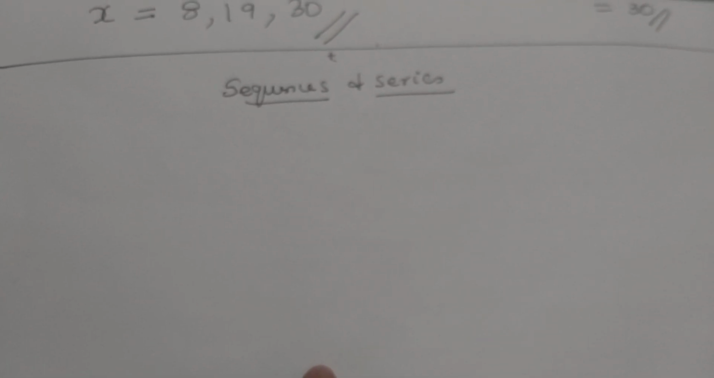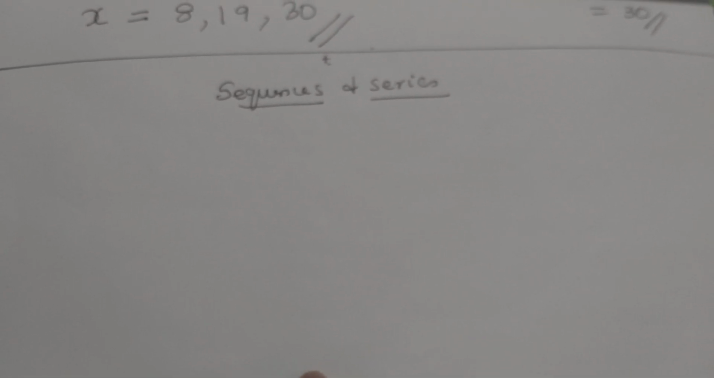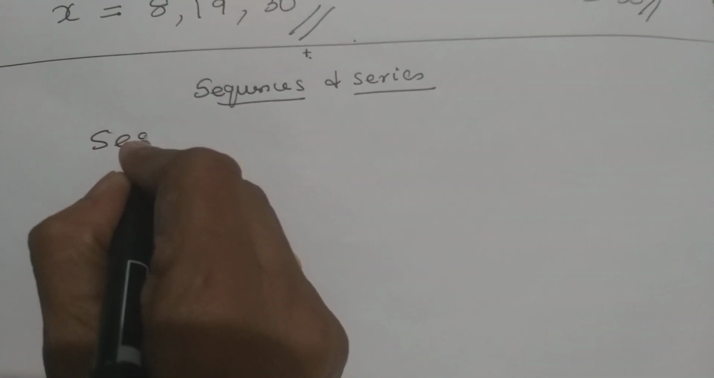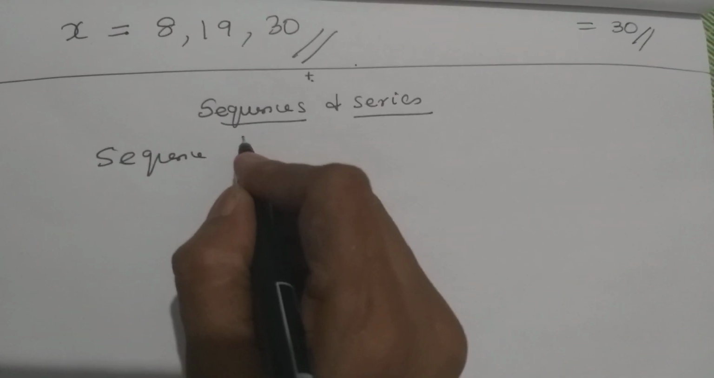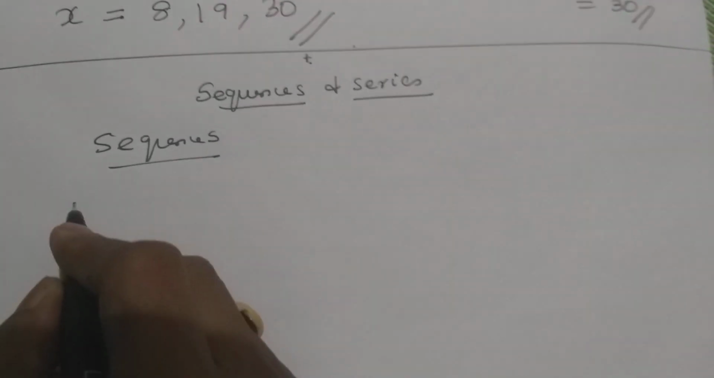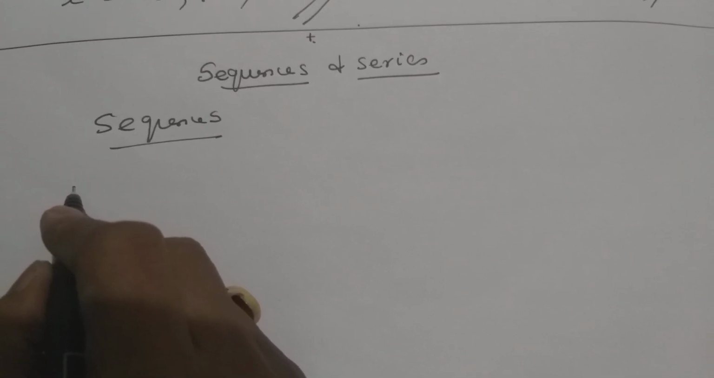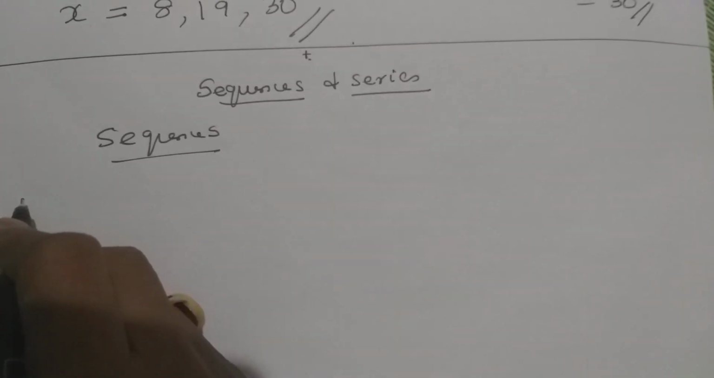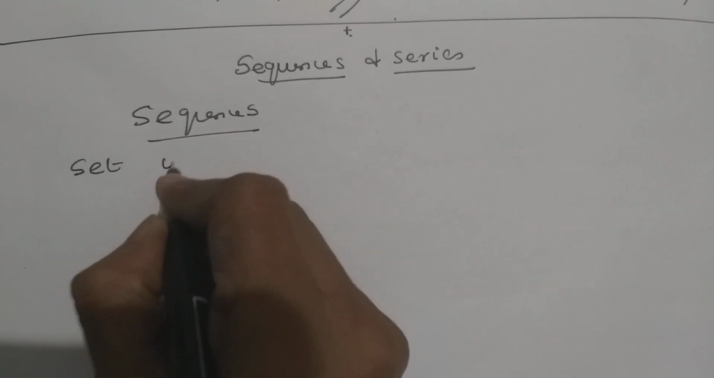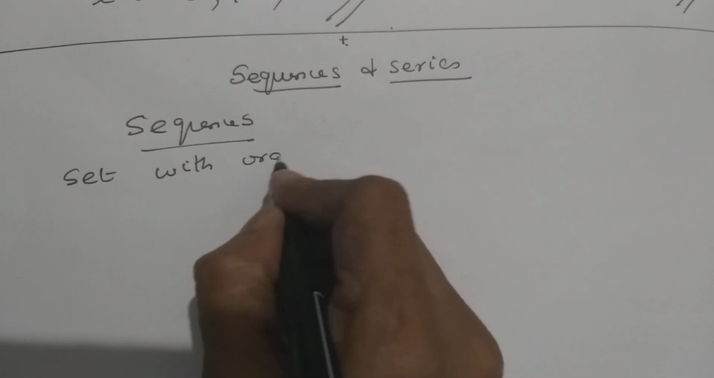Today, children, we are going to see an introduction to sequences and series. What are sequences? Sequences means any group, anything you take, if it is in order, it is called a sequence. Any set, it may be numbers or anything, a set with order is a sequence.